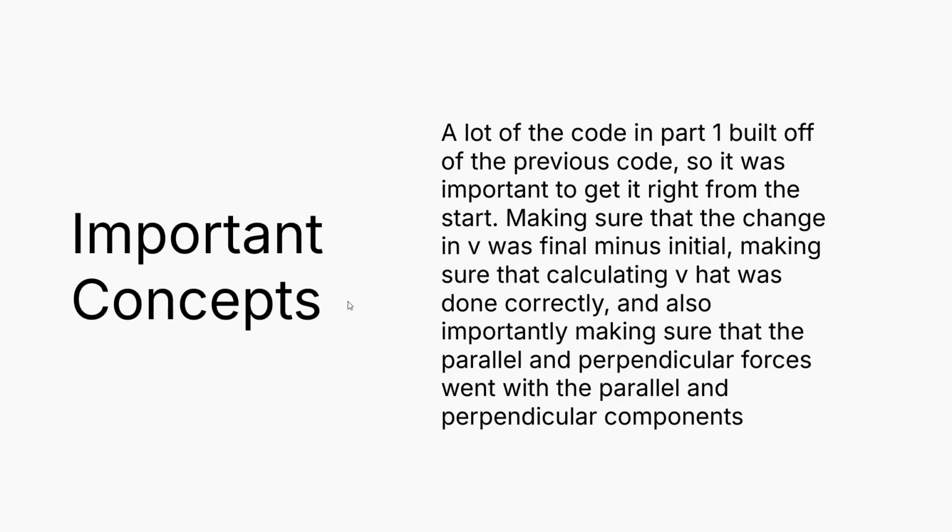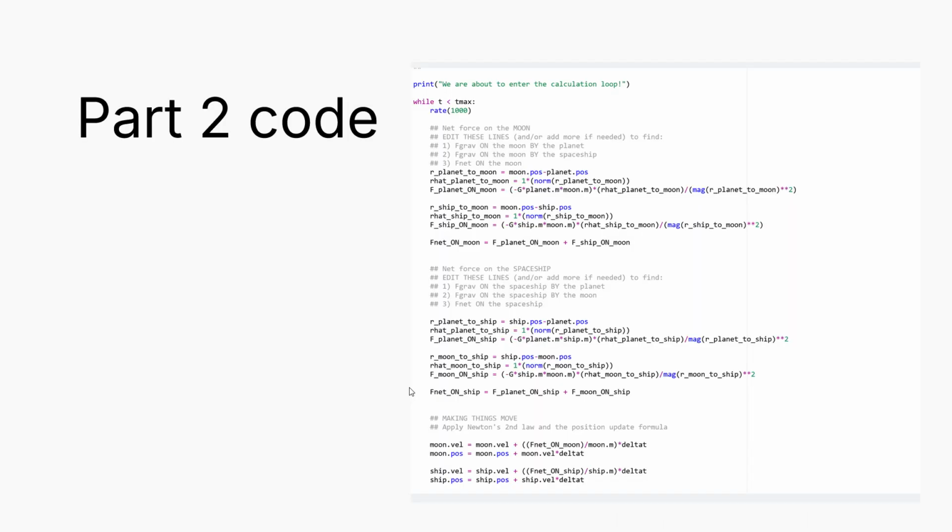And then, important concepts. A lot of the code in part 1 was built off previous code, so it's important to get it right from the start. Making sure that change of v was final minus initial. Obviously, that's making sure that your v hat was done correctly, and importantly, making sure that the parallel and perpendicular forces were lined up.